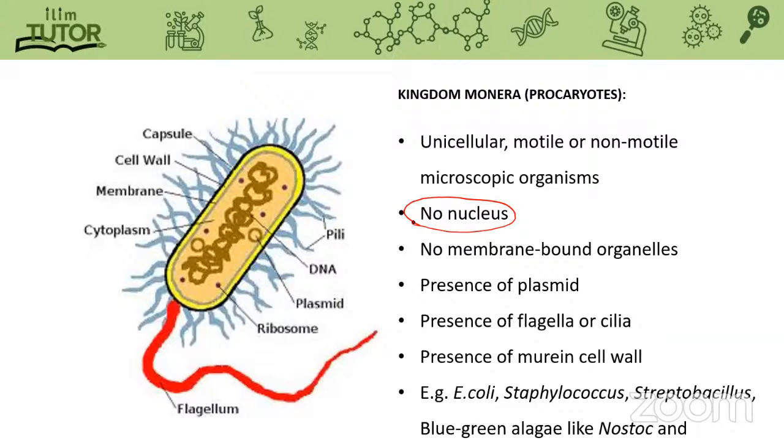Of course, they have other notable characteristics. One, they are unicellular. They could be motile or non-motile. To clarify the meaning of the word motile, motile means actually mobile. We do not particularly use the word mobile for unicellular organisms. Rather, we use the word motile. So we don't say that unicellular organisms are mobile. We say that they are motile. Again, like I said earlier, unicellular organisms that are associated with the kingdom Monera can either be motile or non-motile.